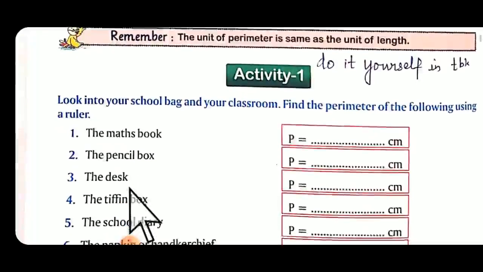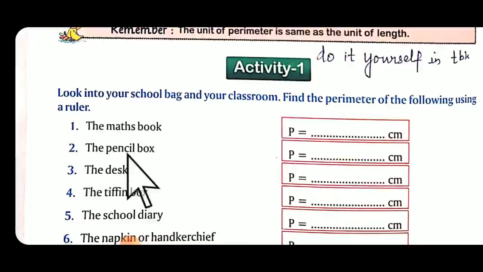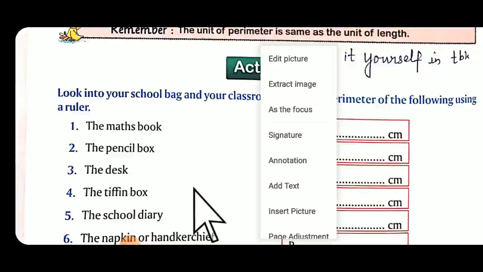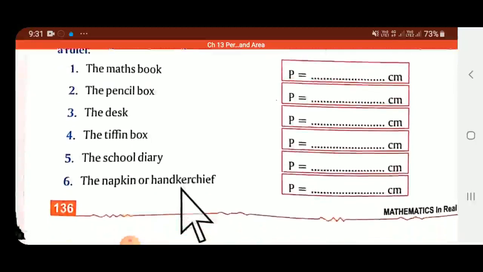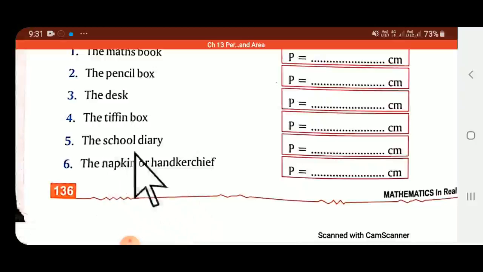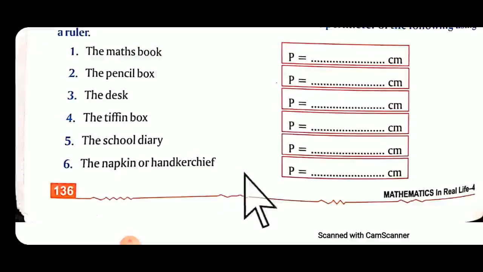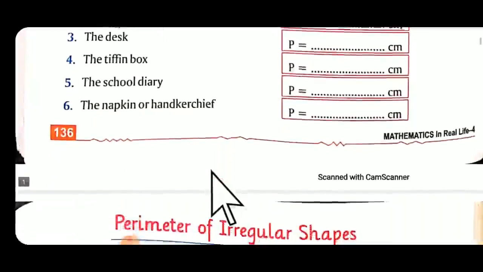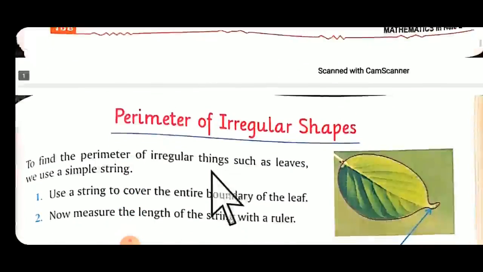Then the pencil box, whichever shape you have, whether thick or thin, you have to measure using the scale. Now the desk is not available, so leave it. Then the tiffin box, you can check it. Use the ruler, begin from the 0 and measure. And the next is the school diary. Last year's diary, if you have, use it and find it out. The length of the napkin or handkerchief, already available at home, use it and find by adding all the 4 sides. Write it down on one page and fill in the answer.